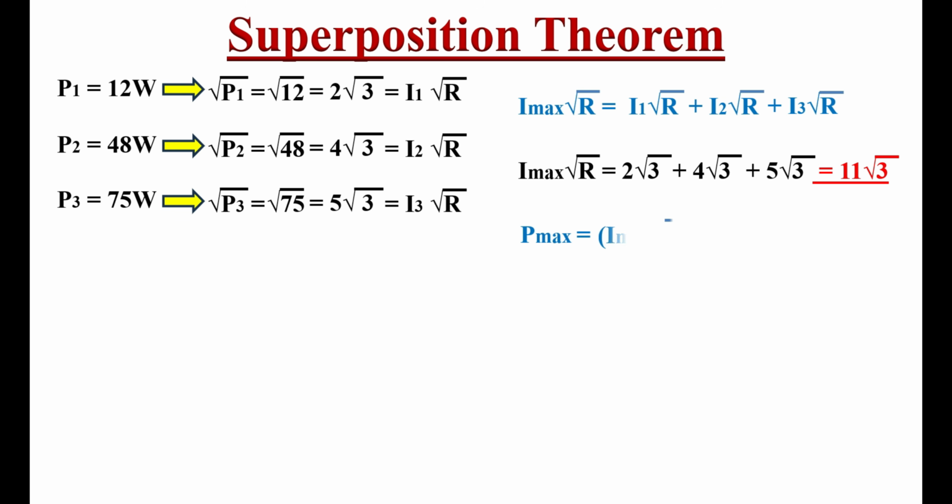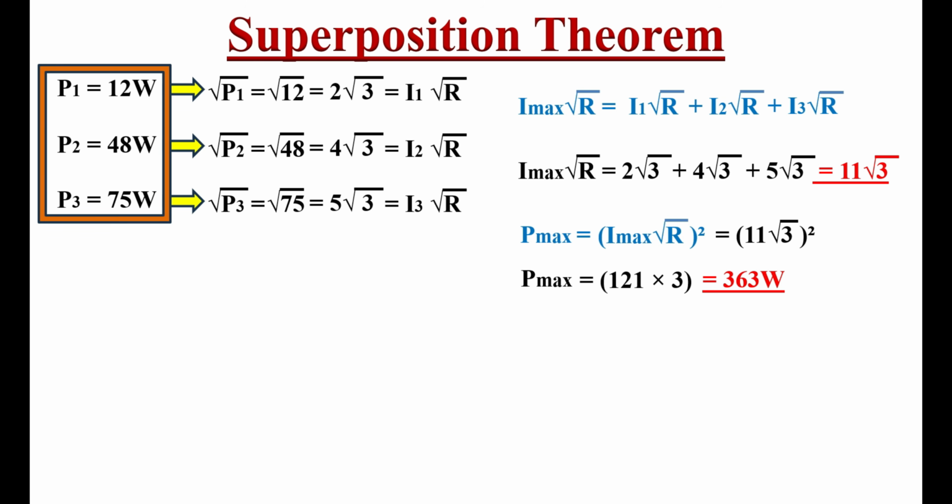Now to find the actual power, we square this entire sum. P max equals 11 root 3 whole square. Squaring 11 gives us 121 and squaring root 3 gives us 3. Multiplying 121 into 3, we get a final maximum power of 363 watts. Notice how this is significantly higher than just adding the original power values together: 12 plus 48 plus 75, 135 watts.